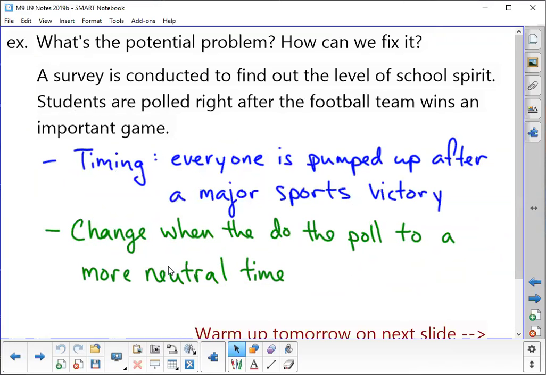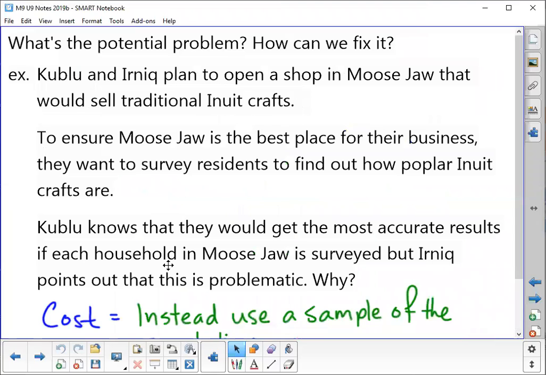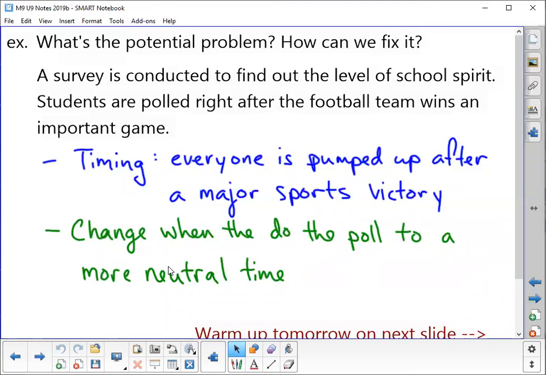Maybe you do it after the football season's over, or maybe you do it the week before that big game, or some other time. Or in the off season, because if you did it right after the season, if it was a poor season, then people might be disgruntled. So do it when people are going to be as unbiased in their answer as possible.